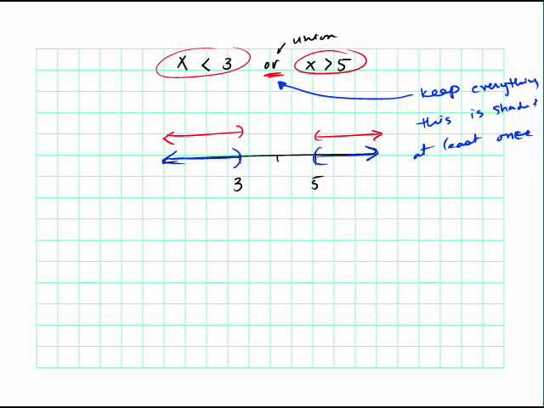Now, how do we write this in our interval notation? And see, it's got two pieces to it. This part over here is negative infinity to 3, parenthesis. This part on this side is parenthesis 5 to positive infinity. And since it is an or statement, we combine them with a union symbol. That would be the solution in our interval notation.